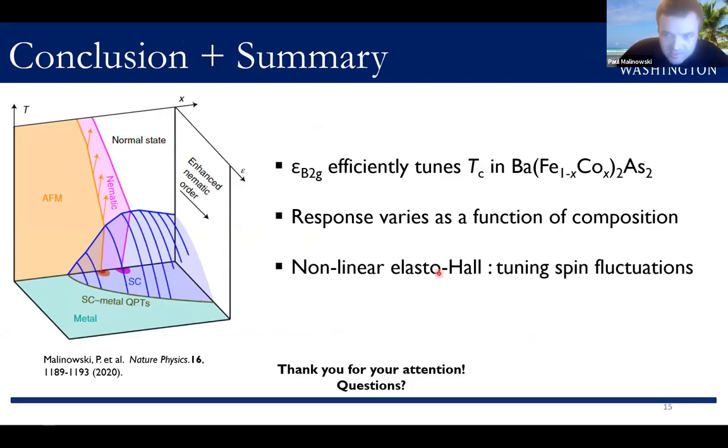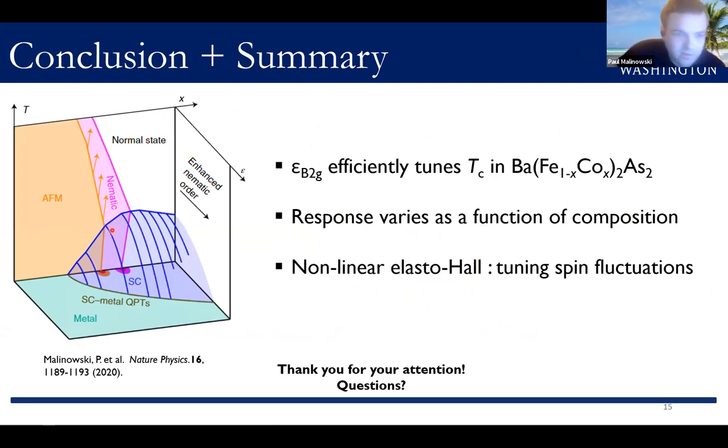So I've shown measurements demonstrating the effects of uniaxial stress inducing anisotropic strain, what the effects are on the superconducting state in the cobalt-doped barium iron arsenide system. And the effect turns out to be quite drastic, with strain proving to be an efficient tool for tuning TC. Furthermore, the way that this response varies as a function of composition provides insight into how the competing phases of nematicity and magnetism and their fluctuations relate to superconductivity.